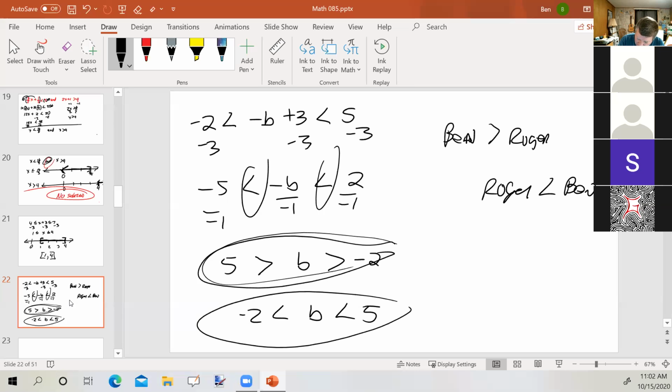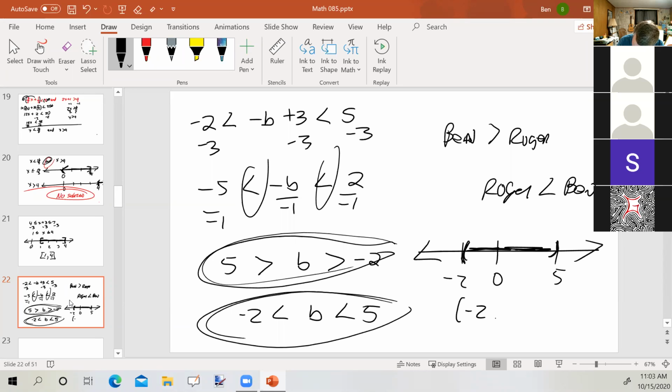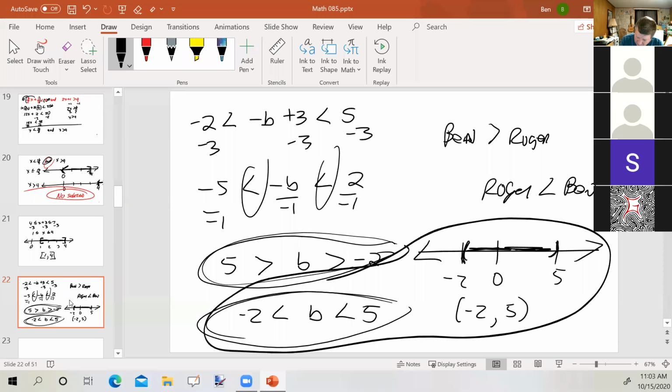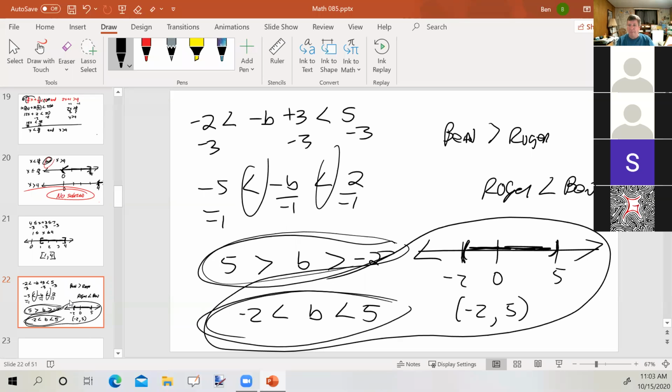So now I've got my solution, my graph. Let's see, I'm going to have 0 and -2 and 5, and it's going to be parentheses, parentheses, and then interval notation is going to look like that. So there's my solutions. All right. So that's dealing with a double inequality. You want to solve for the variable in the middle.